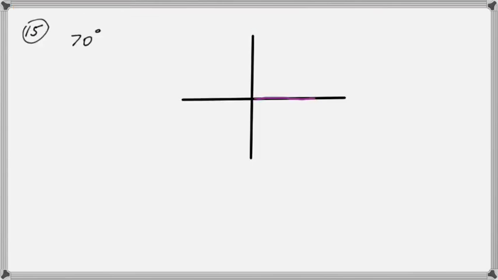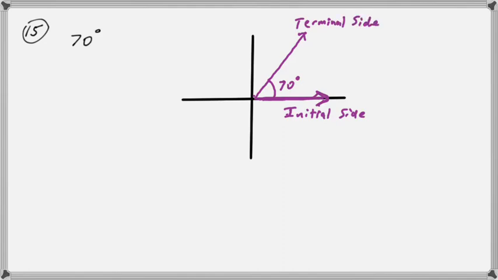Angles have an initial side. The initial side never moves. That stays there. And positive angles go counterclockwise. So you go up this way, and I'm making an angle of 70 degrees. This is called the terminal side. If you are ever asked, like number 15, for coterminal angles, that means they have to have the same terminal side.